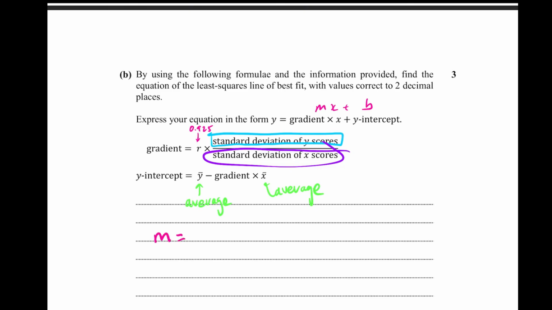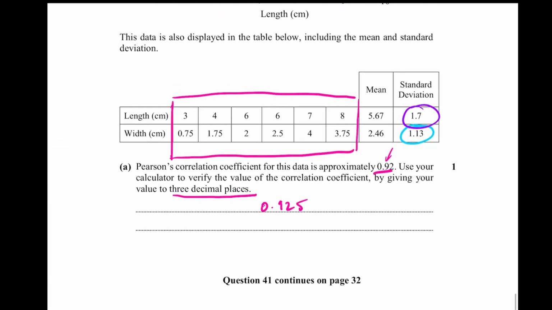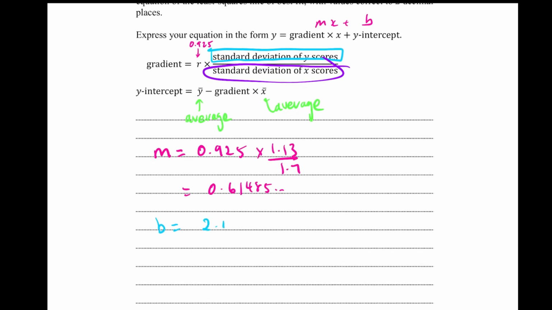I've got my gradient is equal to 0.925, that's my Pearson's correlation coefficient, times 1.13 over 1.7, which gives me 0.61485 and so on. And then my y-intercept, so my b, is equal to the average of my y values, so that is 2.46 minus the gradient, which we just found, 0.61485, times my average of my x values, which is 5.67. Plug that in and you get minus 1.026 and so on.